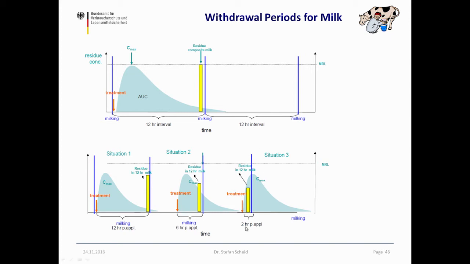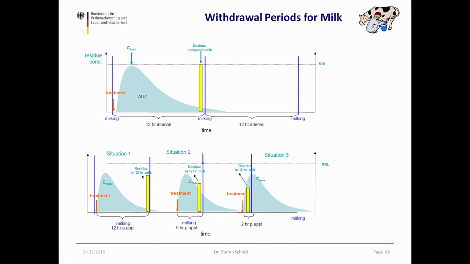Also here in situation 3, you would treat the animals maybe 2 hours before milking. Only this portion of the AOC would be in the first milk, and in the second milk, this portion of the AOC. Only when you use this treatment regime, that you treat the animals after milking them out, 12 hours before milking, do you have the full AOC in the milk. All other scenarios give you less residues.